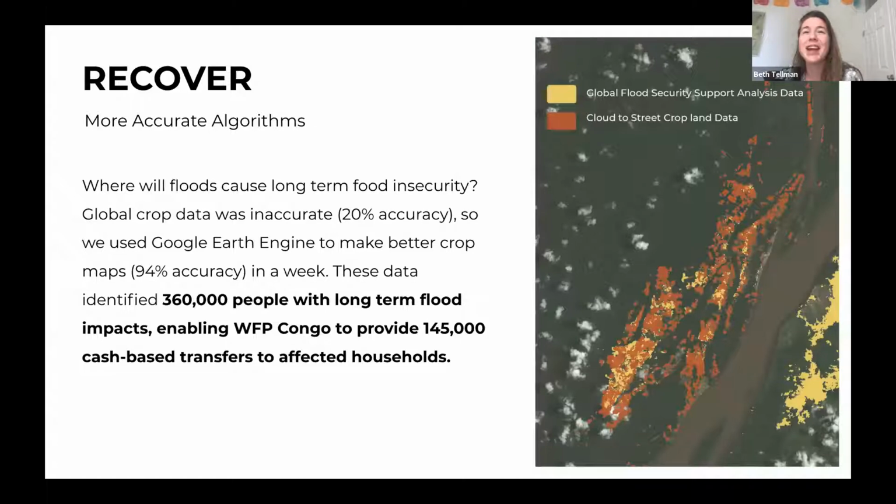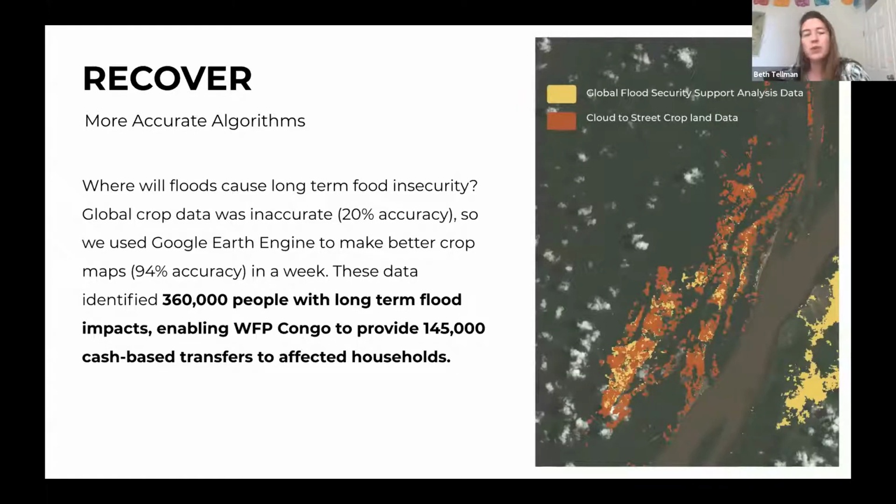This is ongoing now, but there have actually been more floods happening in Congo just over the past couple of weeks, and Cloud to Street is working with the World Food Program, helping with the response there. I don't yet have slides to tell you about that impact, but it's ongoing.